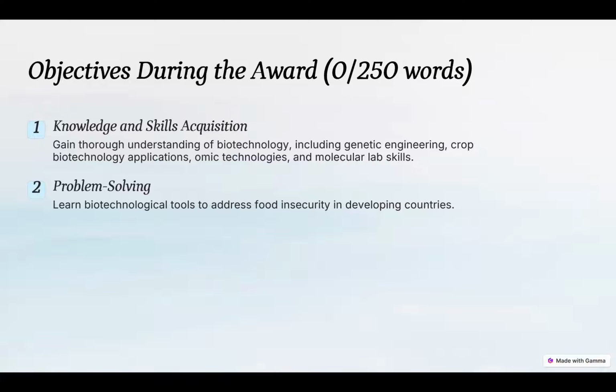Obviously, your first objective should be increasing your knowledge, because that's why you don't have an idea of what biotechnology is. You don't have an idea of the skills used to produce transgenic crops. So you want to know more and you want to also acquire the skills. So you don't just want to be generic about the knowledge and the skills. You need to be specific about what you are mentioning.